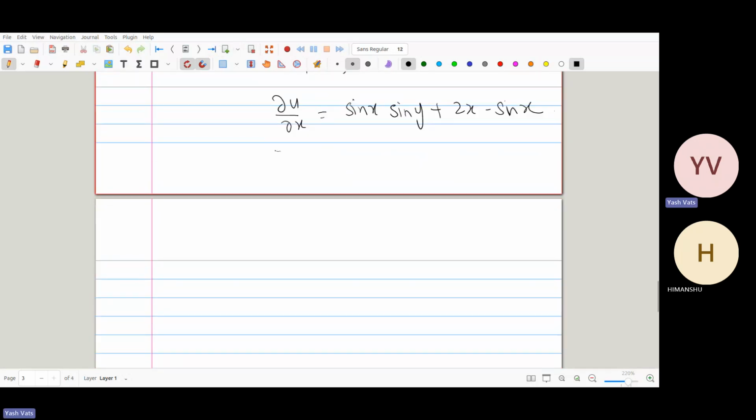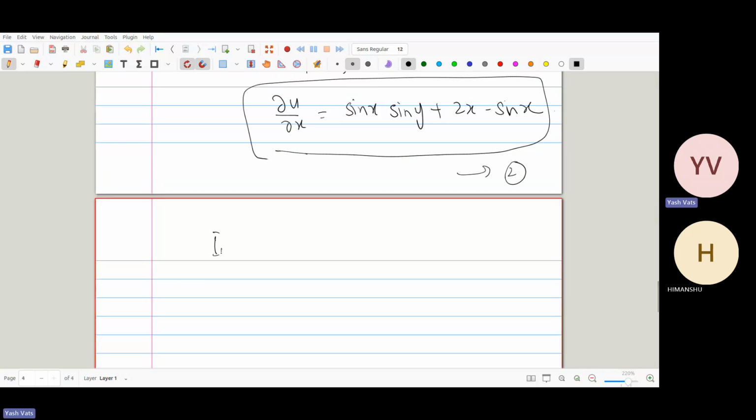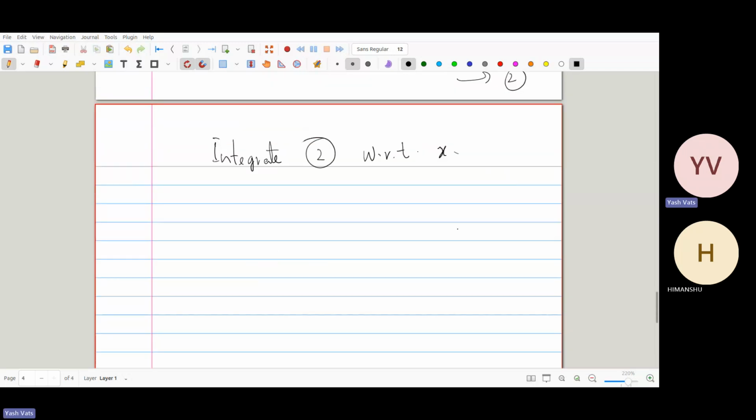And now you have this equation. You again integrate it, integrate with respect to x. So what you get is u equals minus cos x sine y plus x squared plus cos x plus g(y). Yeah. So you use the initial conditions.